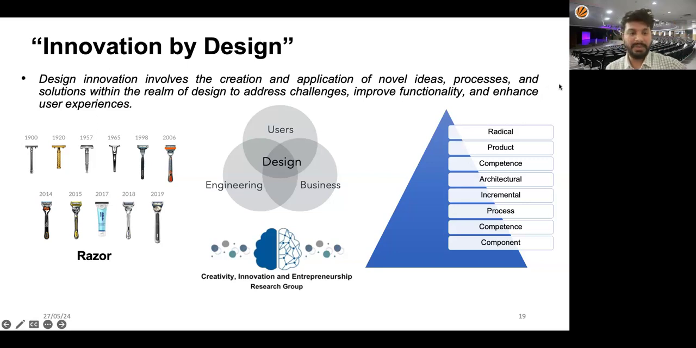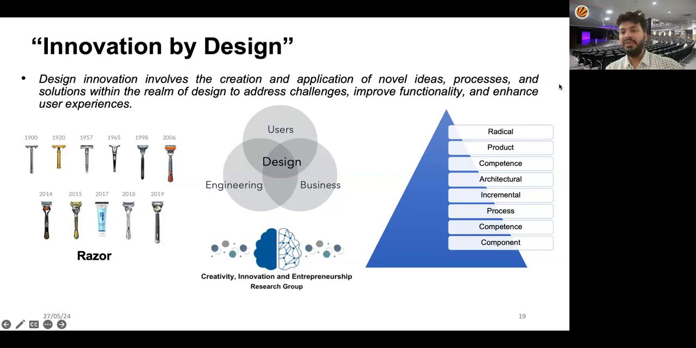If you look into my PPT, another thing: when design comes to your mind, what exactly is design? Design is something which can solve the problems of society. In simple words, we can say design is something which can solve the problems of society. So I would say design is a combination of users, business, and engineering.